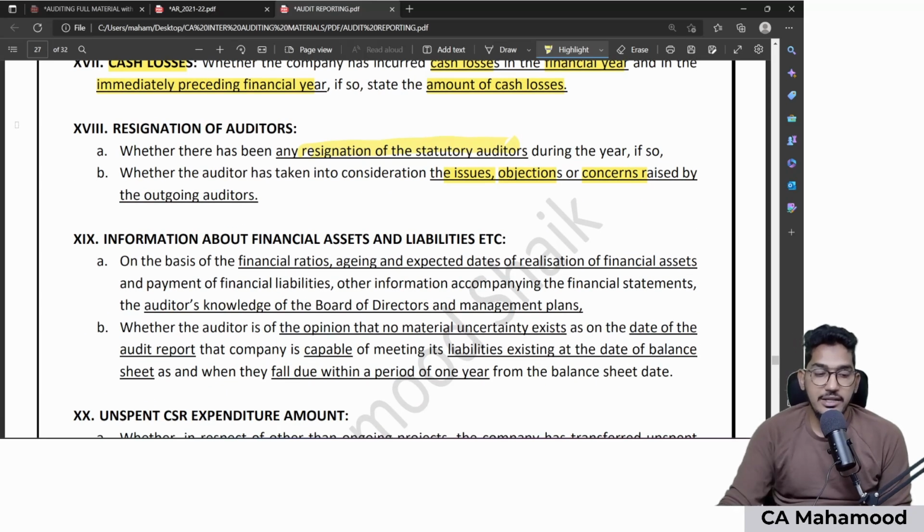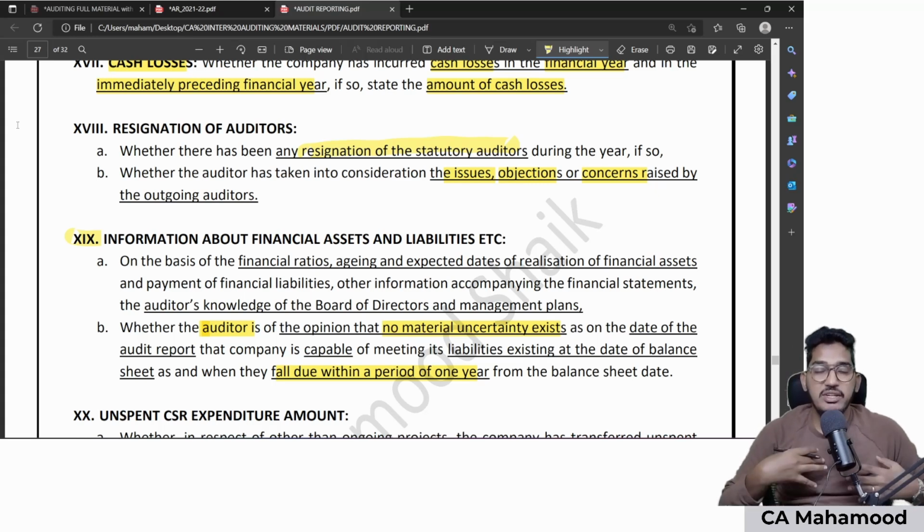And then finally, 19th point, I will give you a summary of what they say in the 19th point. In the 19th point, they ask the auditor to tell his opinion whether the company is able to pay the liabilities which fall due within a period of 1 year, or is there any uncertainty existing. As an auditor, you need to tell your opinion.